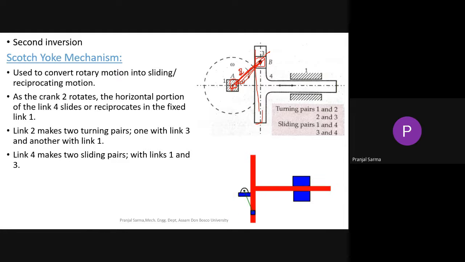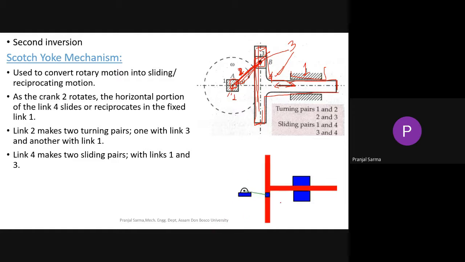As crank 2 is rotating, the horizontal portion of this link is sliding or reciprocating in the fixed link. The whole T-shaped link is one link, with grooves here. This fixed portion is link 1. Similarly, this guide is once again fixed and is also link 1. The crank is the second link, this slider is the third link, and the whole T portion is the fourth link.